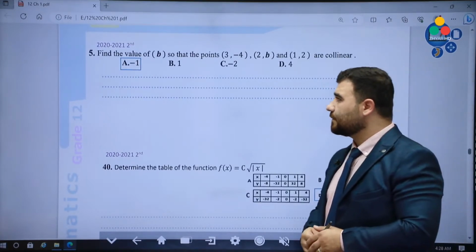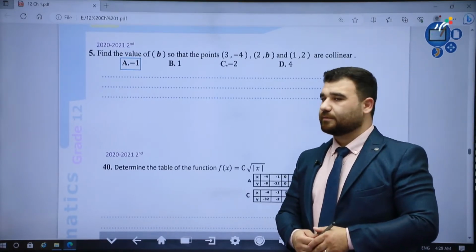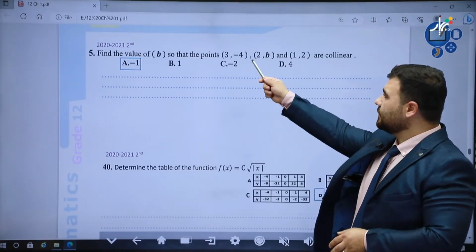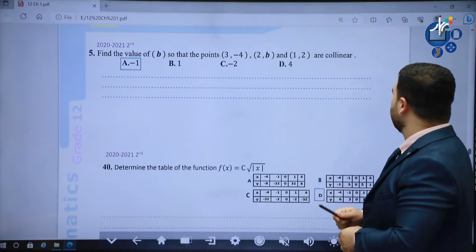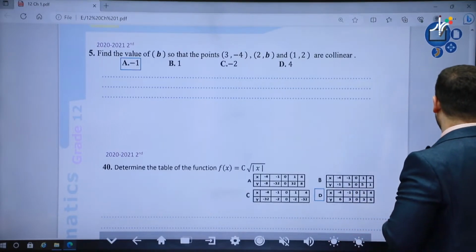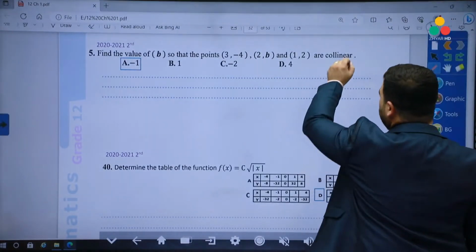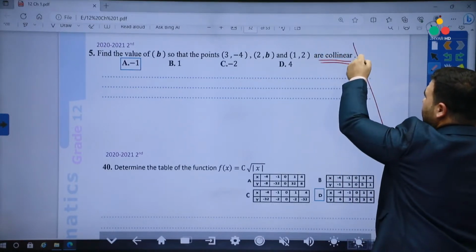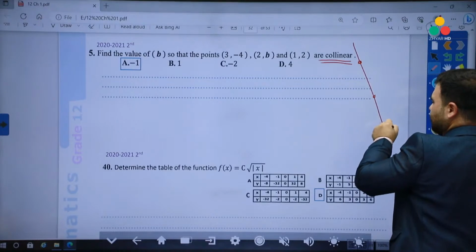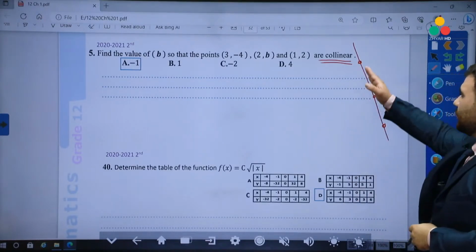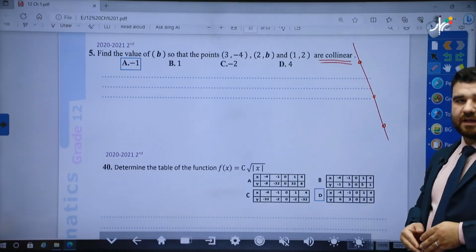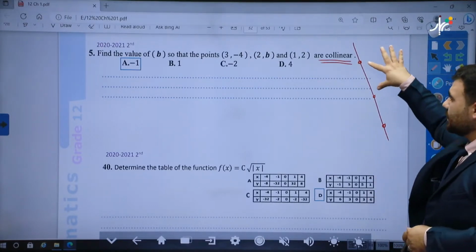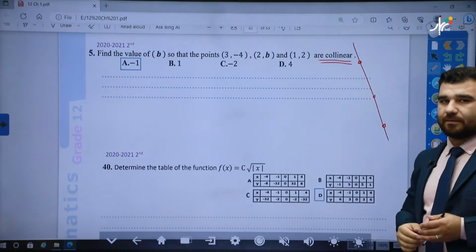Another question, find the value of b. This is a good question. The 3 points are collinear. Firstly, what's the meaning of collinear? Three points are called collinear if they are on the same straight line. When 3 points are on the same straight line, this means if I find the slope between any 2 points, the slope should be the same.